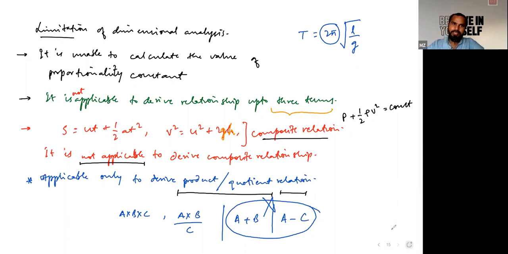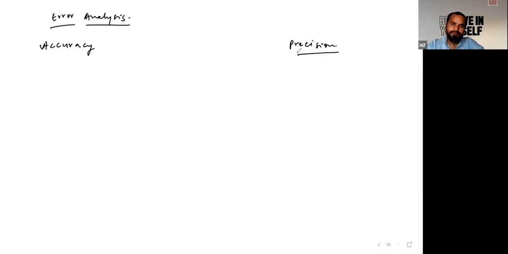So the next topic in this chapter is error analysis. In this particular topic, let me define two terms first. We call it error analysis, or simply called theory of error. In this particular part, let me define accuracy and precision. Do you have any idea about these two words?